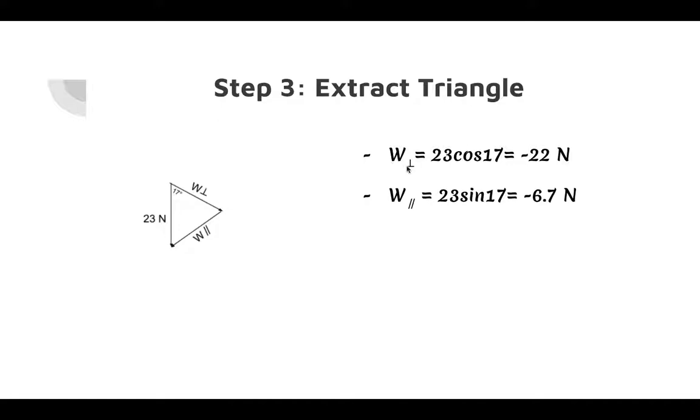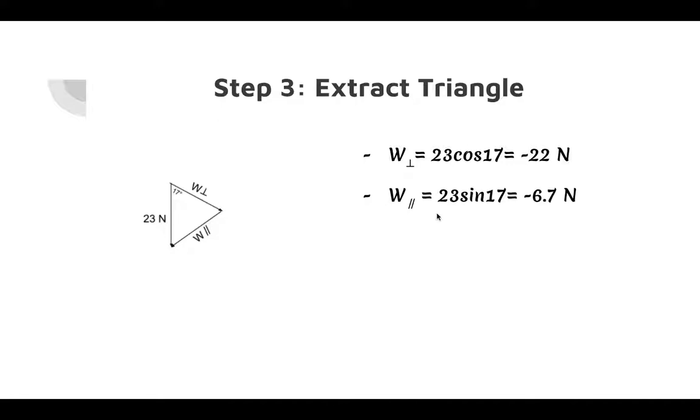So to find weight perpendicular, it'll be 23 times cosine 17 because it is adjacent over hypotenuse, and that'll give you negative 22 newtons. And make sure to include the negative sign in your answer because the weight perpendicular line is going downwards, so therefore you'll need a negative sign in your answer.